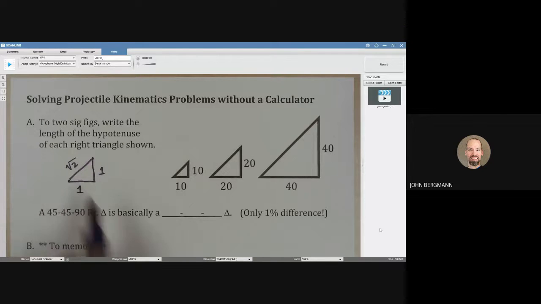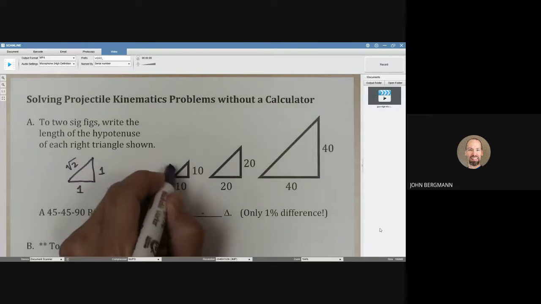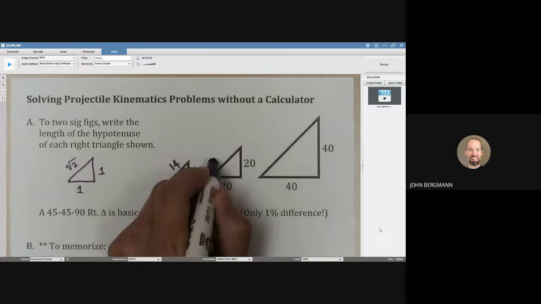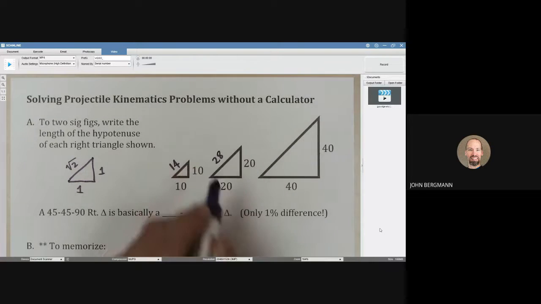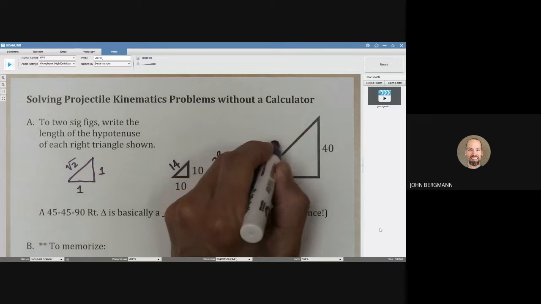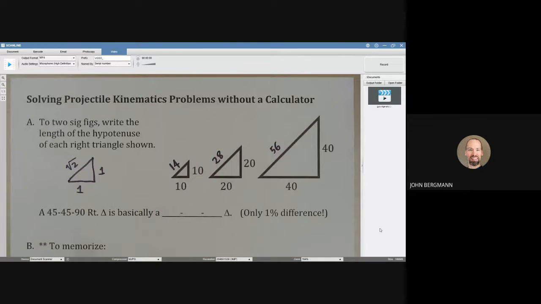Well, if root 2 is about 1.4, then for this triangle, 10, 10, this one's going to be 14. And this one is going to be 28. And this one will be what? 1.4 times 40, 56.